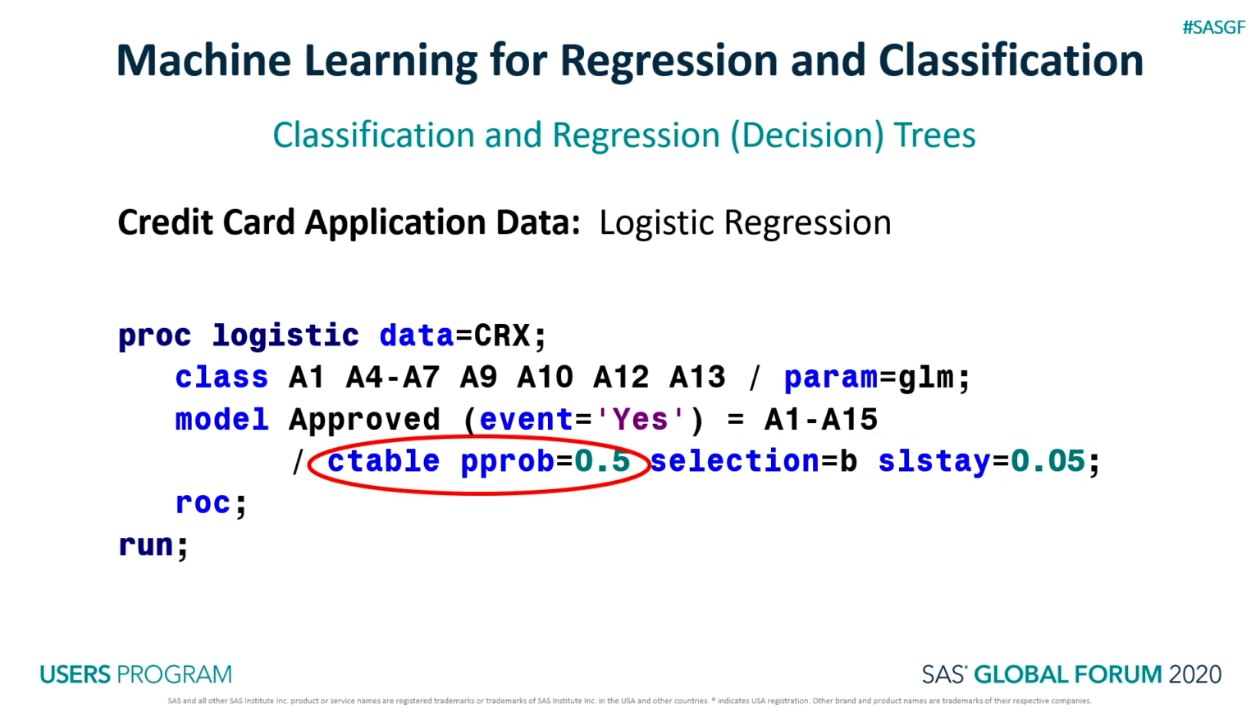The CTABLE statement within PROC LOGISTIC produces a classification table for a particular cutoff or group of cutoffs, and part of that table are some of the usual metrics we use for evaluating the accuracy of a classification: sensitivity, specificity, percent correct, and so on. Given that there's a relatively equal split between approvals and non-approvals, I've chosen to use a standard cutoff of 0.5 here. The ROC curve is a good way of summarizing the predictive accuracy of a binary classification in a graphical way. And so I always request the ROC curve when I'm carrying out a binary classification, as we are here.